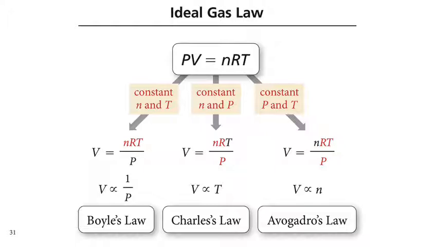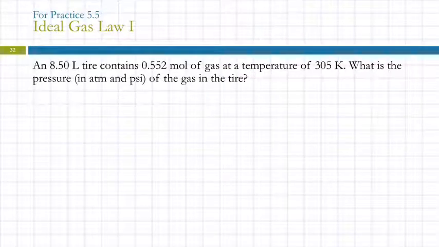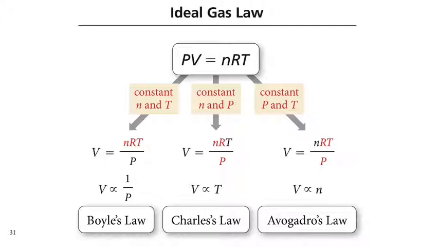This is a slide that just shows how you can get Boyle's law, Charles' law, and Avogadro's law from the ideal gas law. So Boyle's law: volume is proportional to the inverse of pressure. Volume is proportional to temperature. Volume is proportional to amount of gas in moles. I want to show you one other way to get not just those proportionalities, but the actual equations that you need.